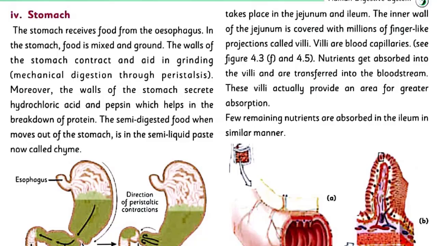Moreover, the walls of the stomach secrete hydrochloric acid and pepsin, which help in the breakdown of protein. The semi-digested food, when it moves out of the stomach, is in a semi-liquid paste now called chyme.